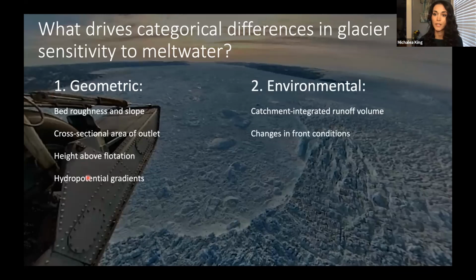We haven't talked about the front at all, but of course this is also going to impact the velocity signal, right? Changes at the front will propagate upstream, and this is also kind of convoluted in the meltwater signal as well. And so really quickly today, I'm just going to show some early results from changes in the cross-sectional area of the outlets, as well as looking at changes in front conditions and seeing if these can tell us anything about the categorical differences between our 3 categories.